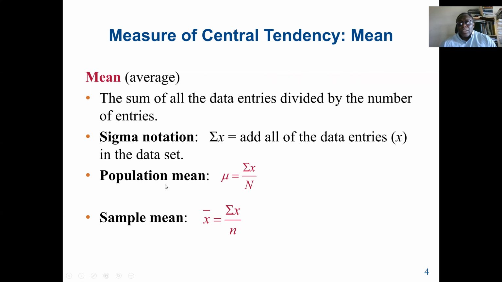Then if the data set is a sample, it's the same. Add all the sample values, then divide by the lowercase n. Lowercase n is also the sample size. So uppercase N represents the population size, and lowercase n represents the sample size.